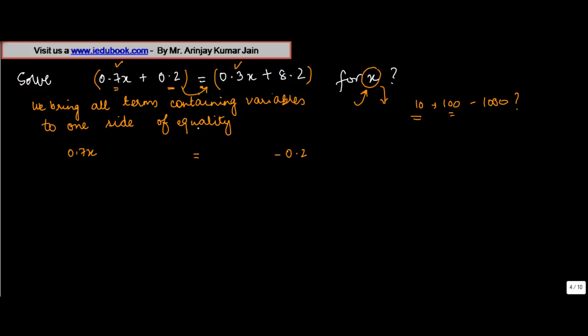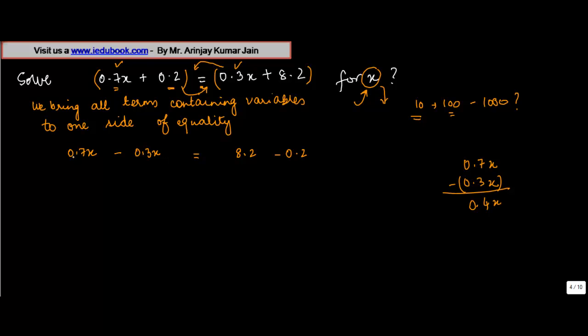Again, this is a variable, so I take it to the other side of the equality, which is this 0.3x. This here was plus, but because it has changed sign, I will put a minus here, plus 8.2. So 8.2 remains as it is, right? Now we can do the subtraction. We have 0.7x, minus 0.3x, right? So we subtract 3 from 7, and we get 4. We put in a decimal, 0.4, and x will remain as it is.